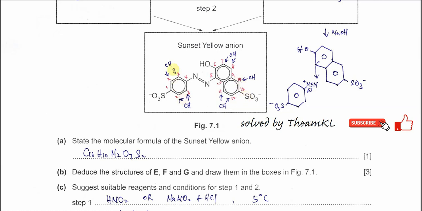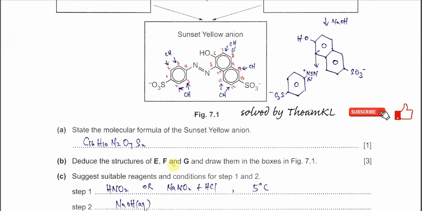Hydrogen here has 1, 2, 3, 4, 5, 6, 7, 8, 9, 10. Of course, nitrogen is just 2. Oxygen is 7, 3 plus 3 plus 1. Sulfur is just 2, 1, 2. So this is the molecular formula.